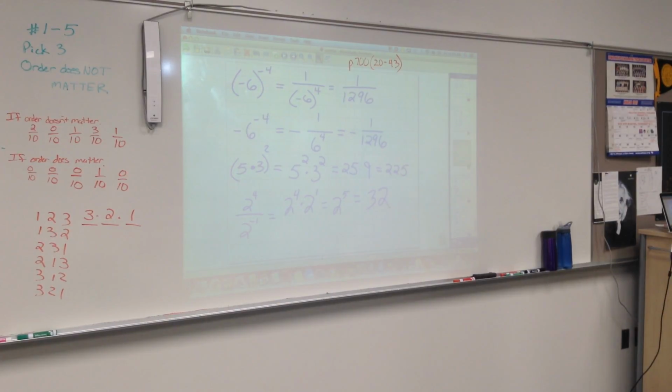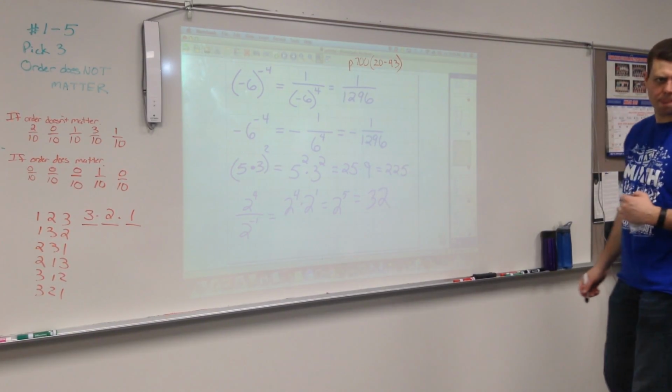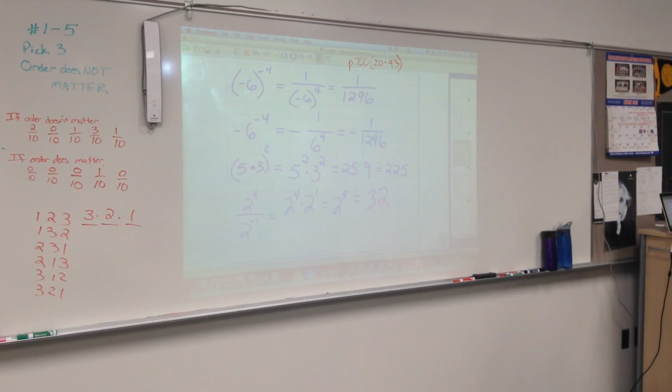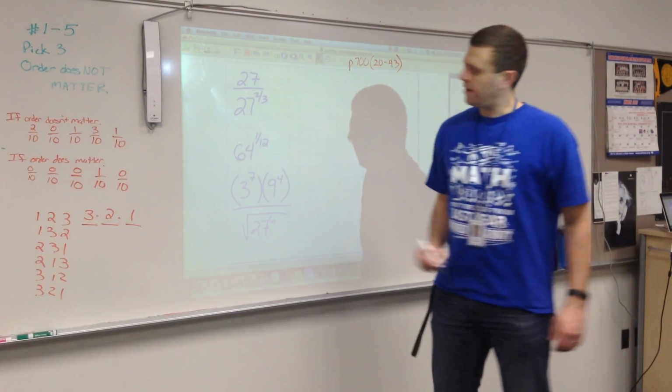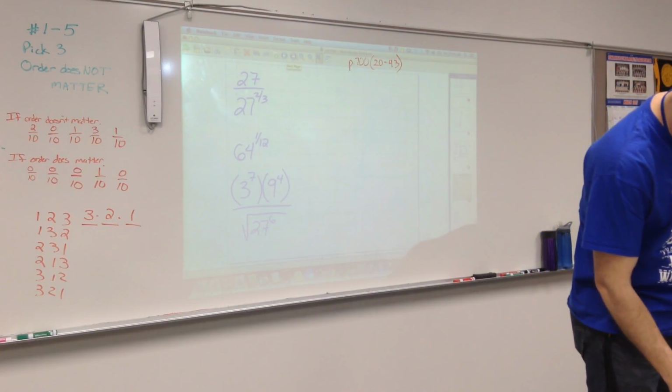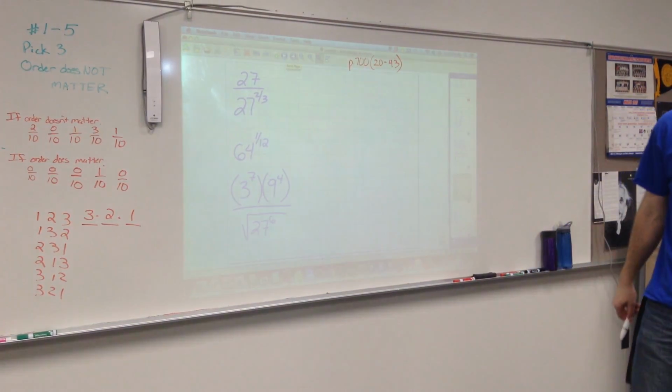There's, again, kind of lots of review here on these exponent rules. Any questions on this first slide, Paul? Okay? Alright. Now, I am jumping ahead to problem 28 here at this point.